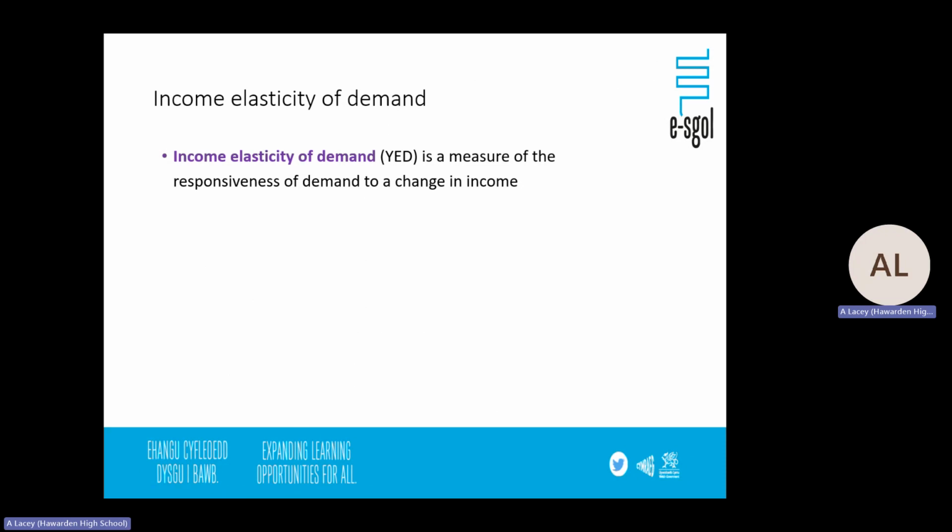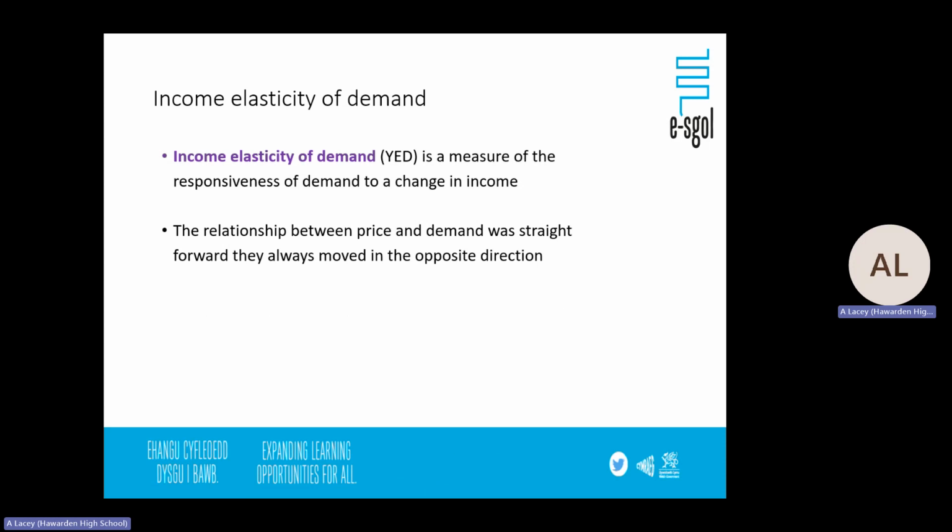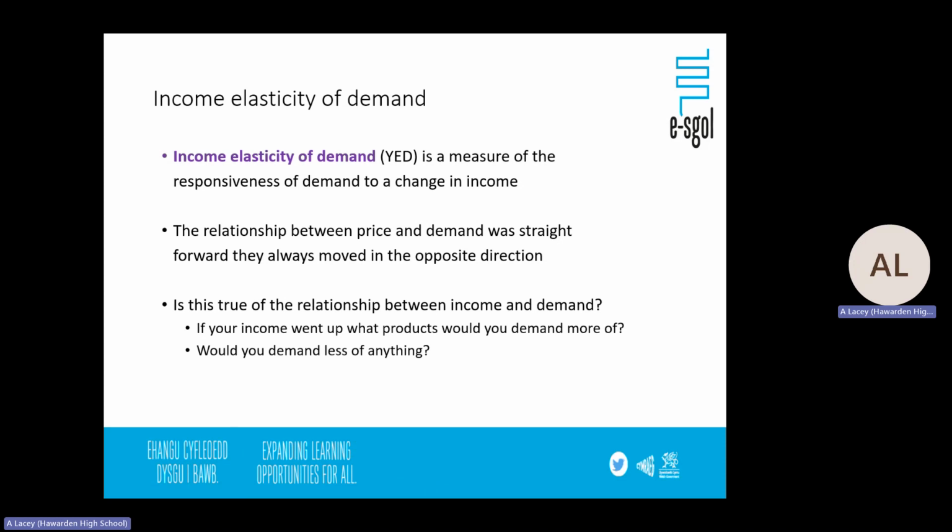Income elasticity of demand, and this is called YED, is a measure of responsiveness of demand to change in income. The relationship between price and demand was straightforward. They always move in the opposite direction. And it is true of the relationship between income and demand. If your income went up, what products would you demand more of, and what would you demand less of?